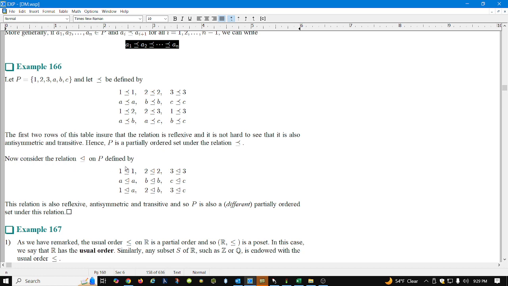We can change the relation. This is a different relation. It still has the first 2 rows in common with the previous one to make sure we have reflexivity, but this is also anti-symmetric and transitive, so P is a different partially ordered set under this relation. So the same underlying set, we have 2 different partial orders on it, each of which are probably equally useless.